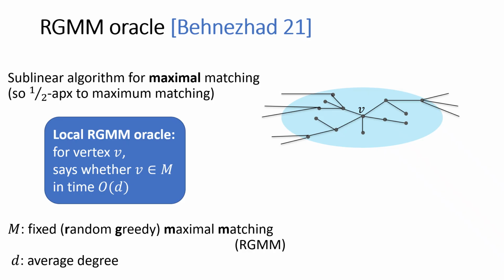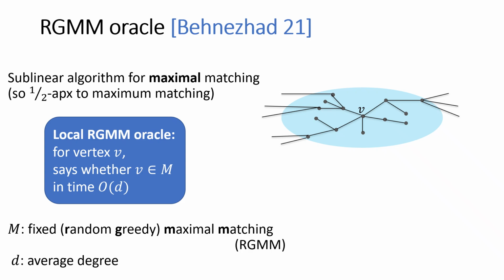A very influential result by Soheil, and something that we will use a lot, is his algorithm that gives a 1/2 approximation by estimating the size of a maximal matching. That gives you 1/2 and no better than 1/2. Actually it gives you more than just estimating the size. It comes with a local vertex oracle that, for a vertex v that you query, says whether v is matched in that fixed maximal matching in time O of d. Here M is some fixed maximal matching, and d is the average degree of the graph.